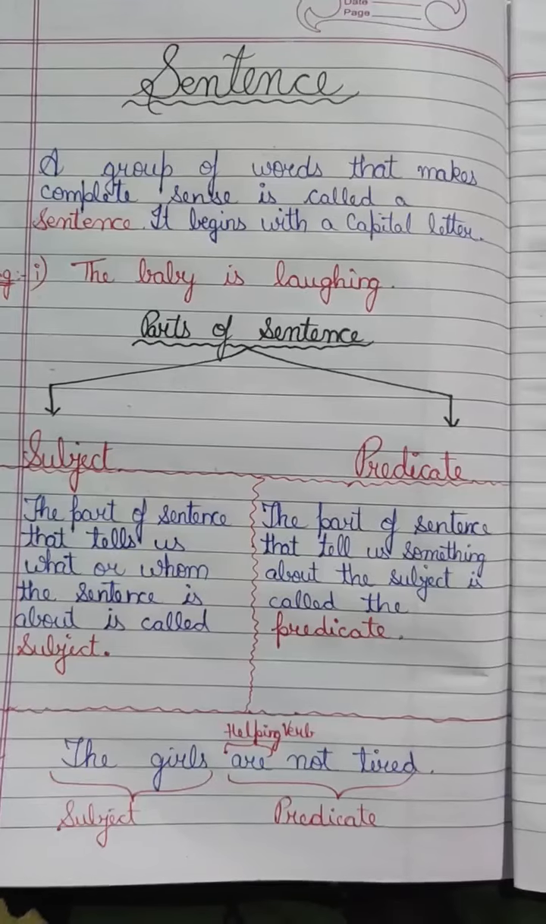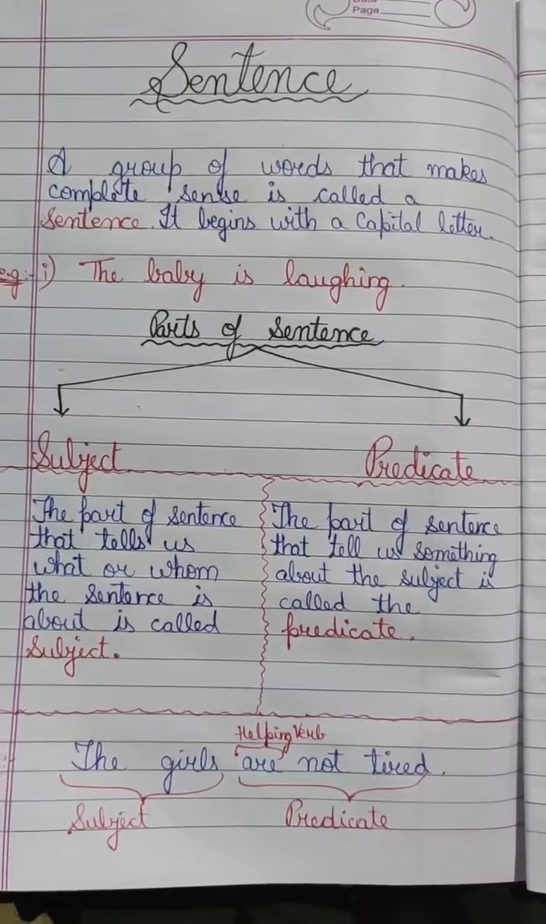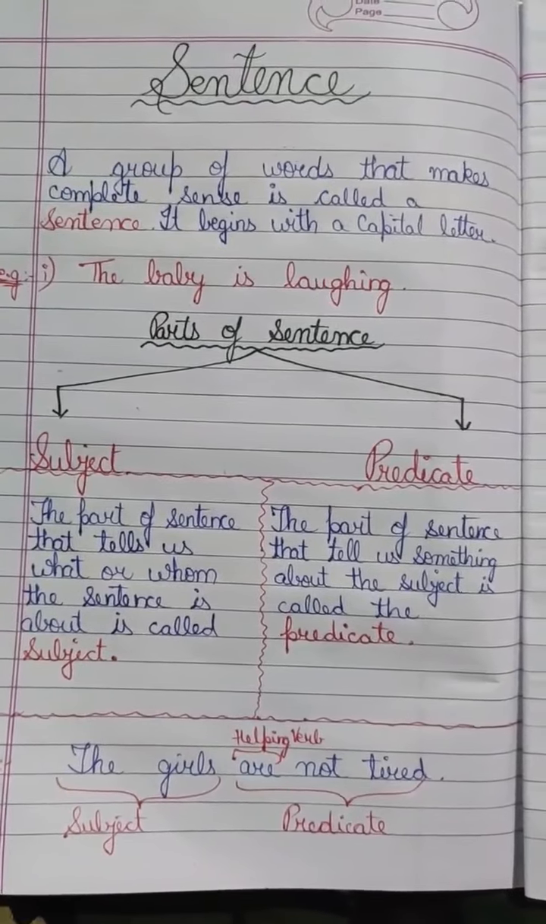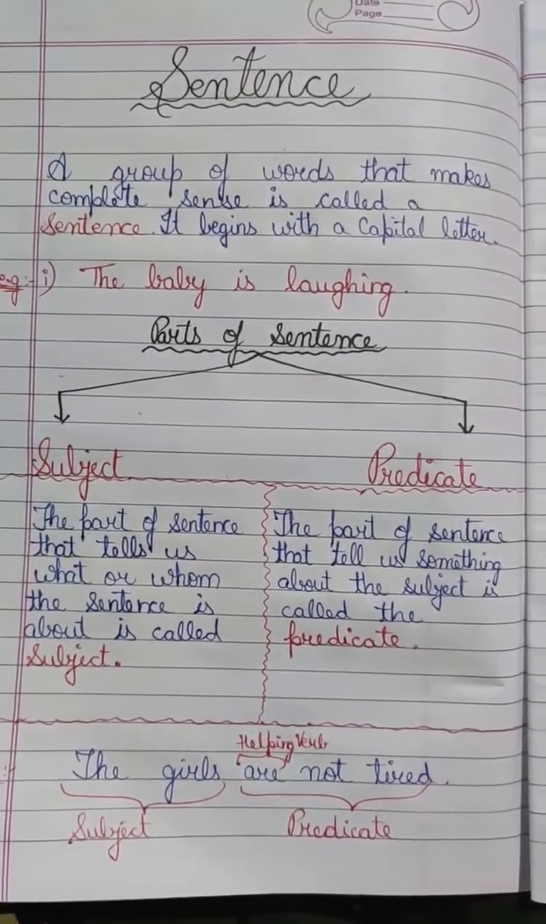So in today's video we are going to study about subject and predicate, which is a part of sentence, and kinds of sentence. So let's get started. So, sentence. Let's start with sentence because we know that subject and predicate are the parts of sentence.